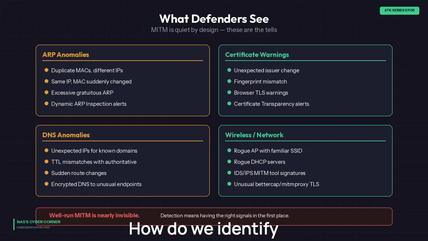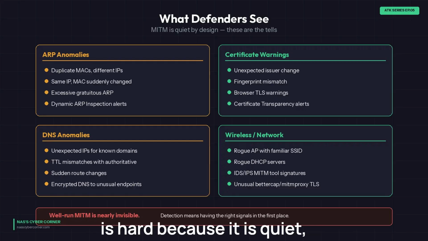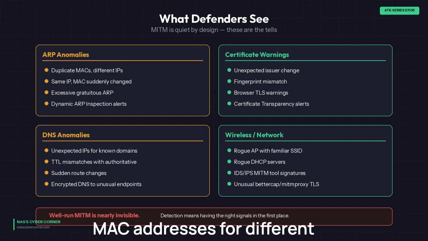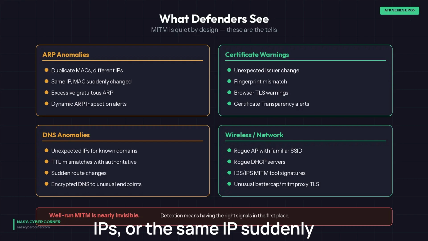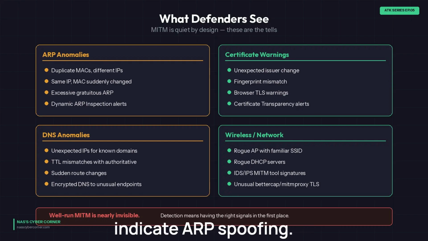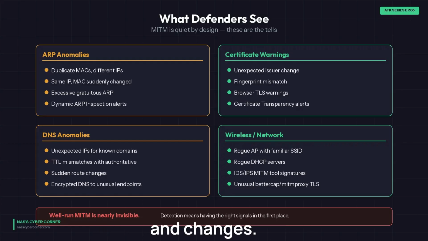How do we identify man-in-the-middle attacks? Man-in-the-middle detection is hard because it is quiet, but there are signals. ARP anomalies, duplicate MAC addresses for different IPs, or the same IP suddenly resolving to a different MAC, indicate ARP spoofing. Enterprise switches with dynamic ARP inspection catch this. Home routers usually don't.